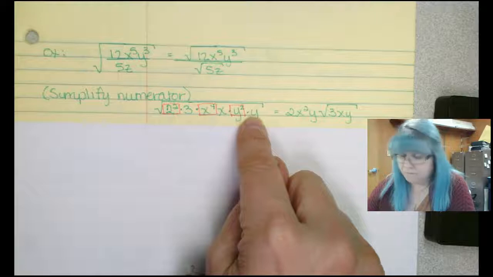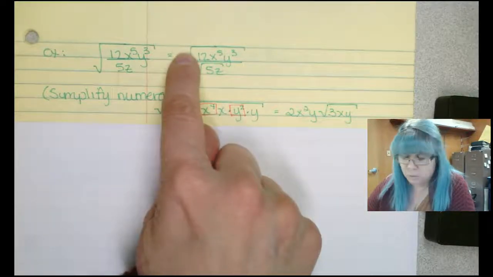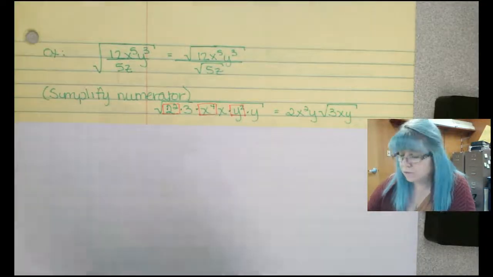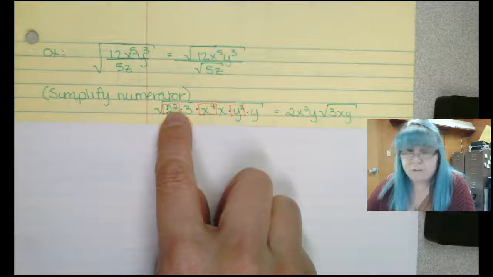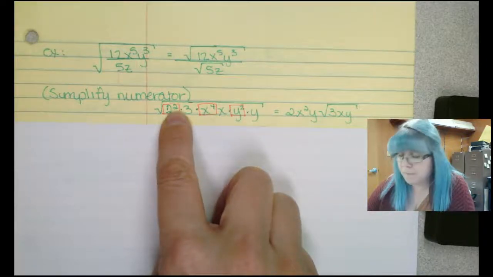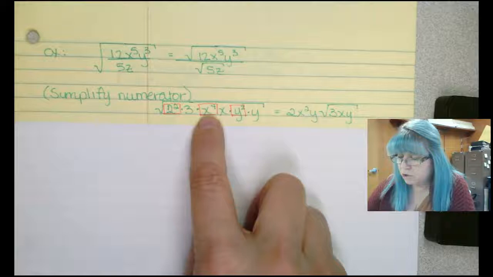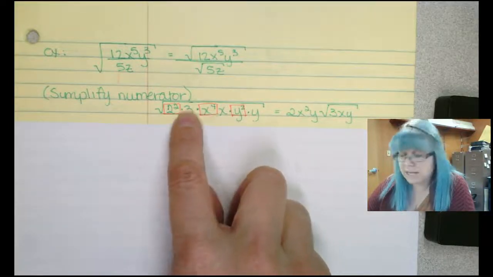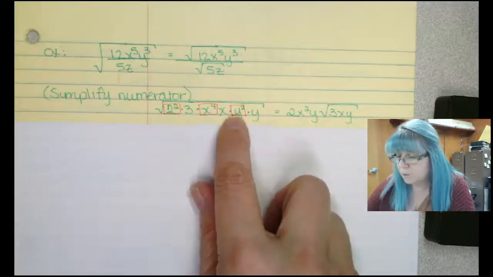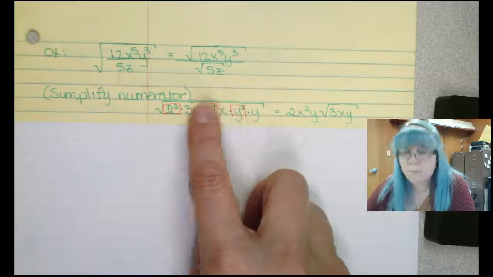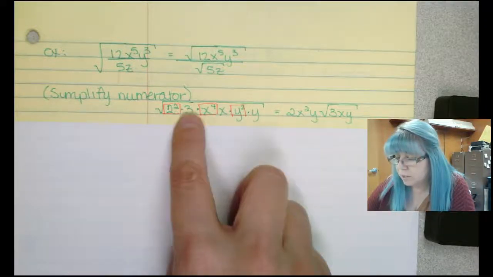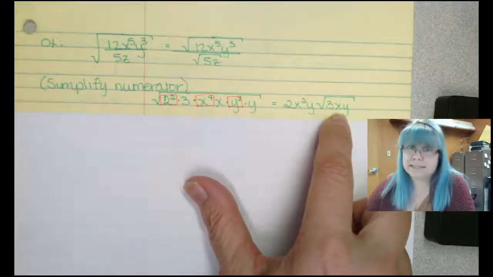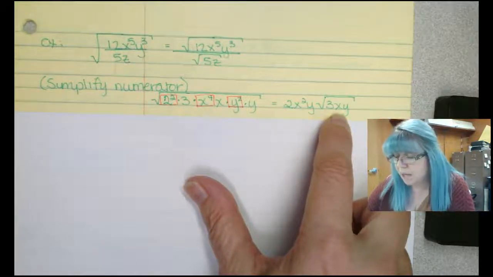Remember, in essence, this index is a 2. I'm looking for things that are 2, 4, 6, 8, 10, 12. Those are the powers I'm looking for. For every 2, one of them will pop out. So a 2 will pop out. X to the 4th, well, that's x will pop out, as well as another x will pop out. That's x squared. Y squared will pop out as y, leaving 3x and y behind. Right? We want to practice that, and we'll have a few examples of that coming up.